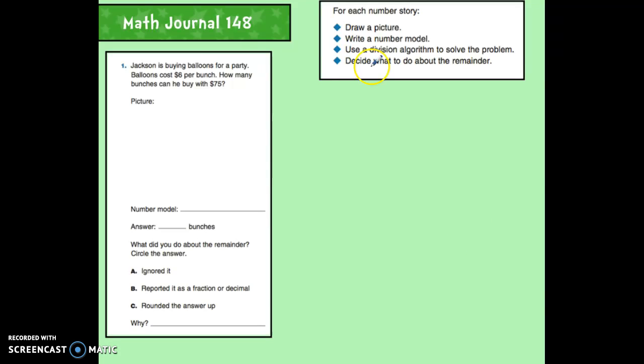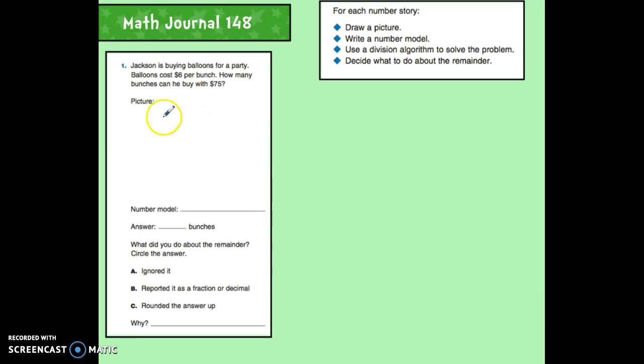Your seat work today is page 148. You need to write the number model, the answer, and then you can think about the remainder. So let's look at this problem. Jackson is buying balloons for a party. Balloons cost $6 per bunch. How many bunches can he buy with $75?